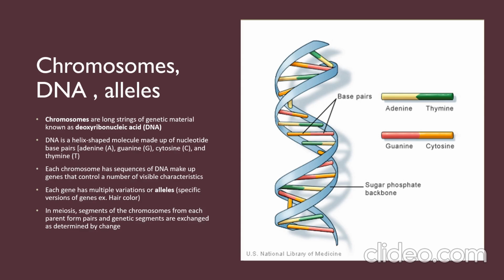We have adenine, guanine, cytosine, and thymine. Each chromosome has sequences of DNA that make up genes that control a number of visible characteristics. Each gene has multiple variations or alleles. These are specific versions of genes like hair color. In meiosis, segments of the chromosomes from each parent form pairs and genetic segments are exchanged as determined by chance. So we have the adenine, guanine, cytosine, and thymine for the DNA that contains our genetic makeup.